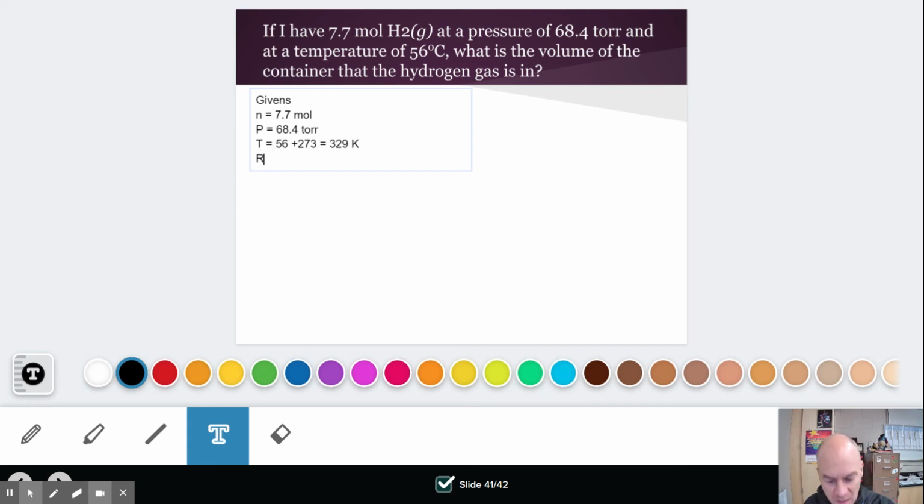But keep in mind there's an R value. So volume is my unknown. I won't write down the word unknown there. We just know that that's the unknown. So going back, remember, I've got to look at my R. If I look at your R chart, there are two different values for R, 0.0821 and then 62.4. 0.0821 goes with atmospheres. So I look up at my pressure here, pressure's in torr. So I've got to use the 62.4 value. There are units there, but they're just going to cancel out, so I'm not going to worry about that.